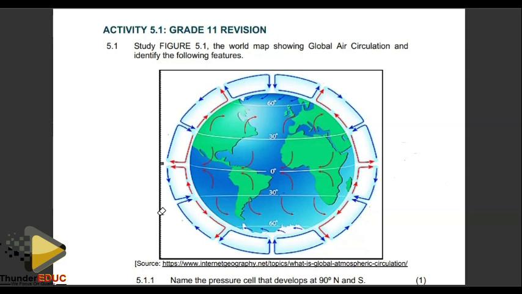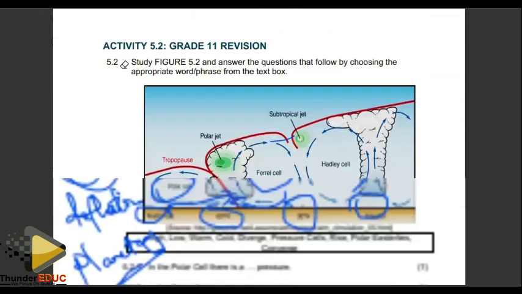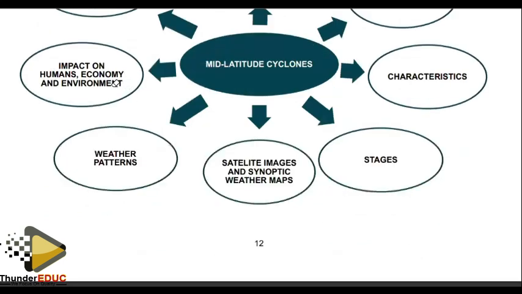That is why we do not have as much rainfall, and also the rainfall is seasonal, typically because of the basic location of the country according to the distribution of pressure cells. Right, let's quickly go to mid-latitude cyclones.